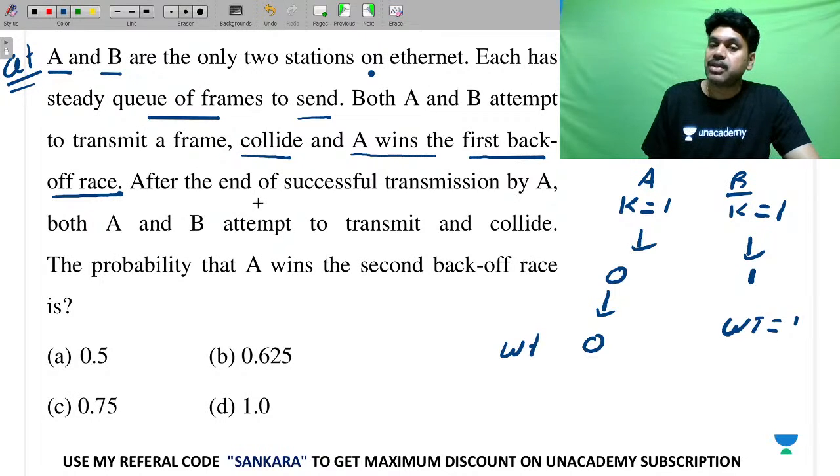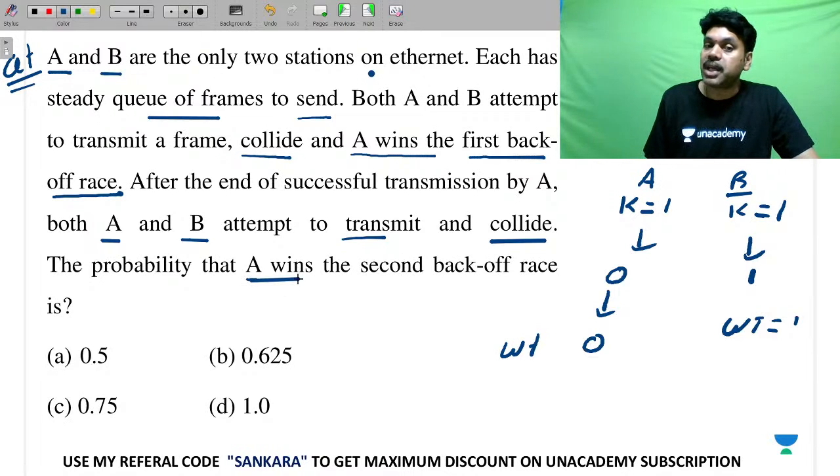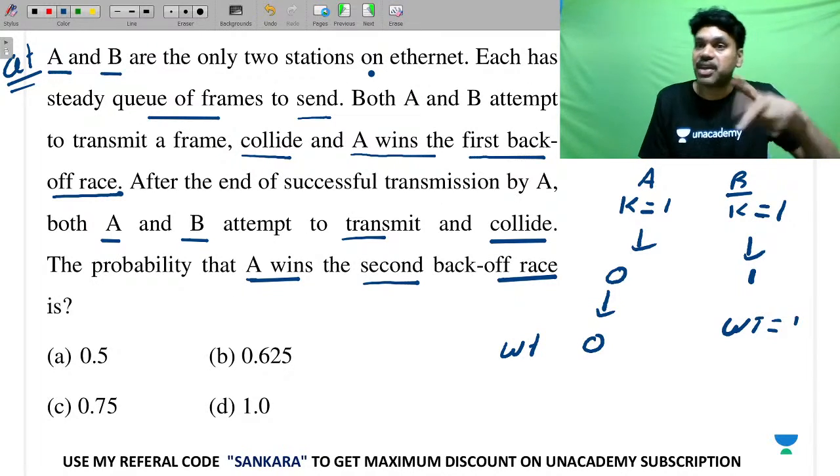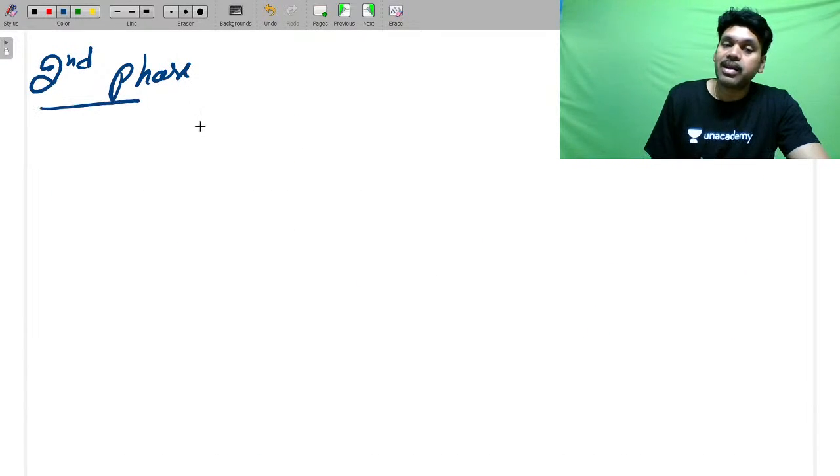So after the end of successful transmission by A, both A and B attempt to transmit once again and collide. In the second phase, he is asking the probability that A wins the second backoff race. If you look at the second phase, he is asking about A and B.